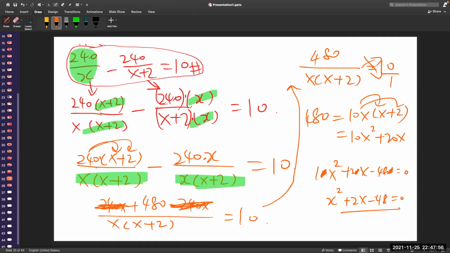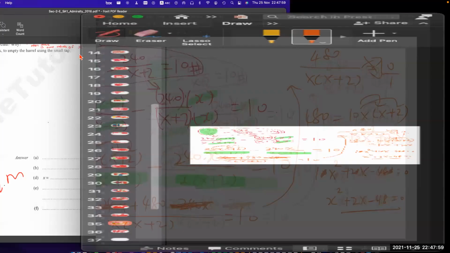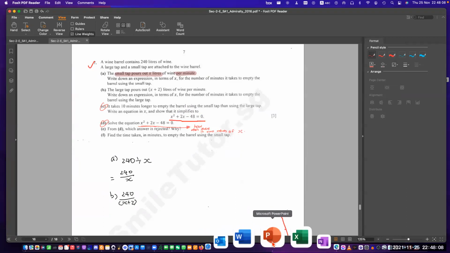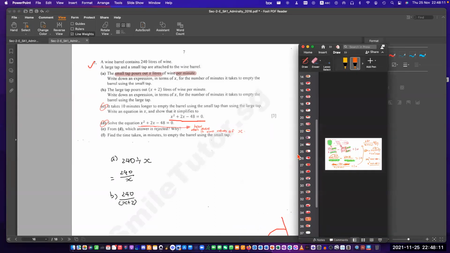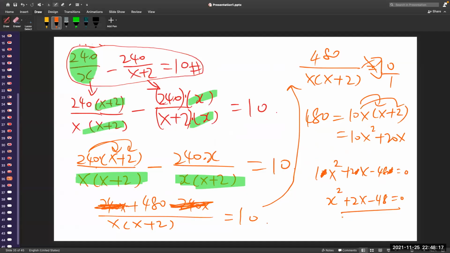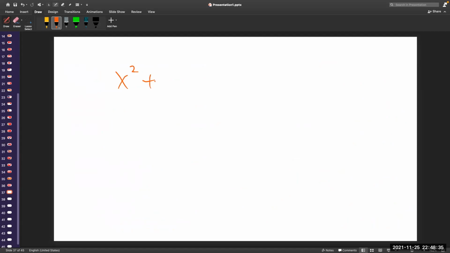Okay, is this the question? Let's compare. Yes. x squared plus 2x minus 48. x squared plus 2x minus 48. Yeah, x squared plus 2x minus 48. Correct. Okay, so once you have this, can you recognize this? First term, second term, third term. So what are you going to do to three terms? x squared plus 2x minus 48 equals 0. How do you solve this?